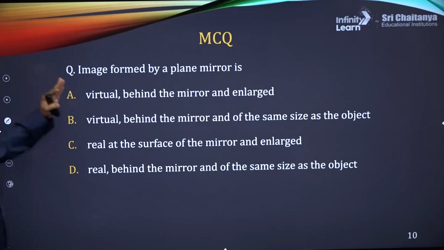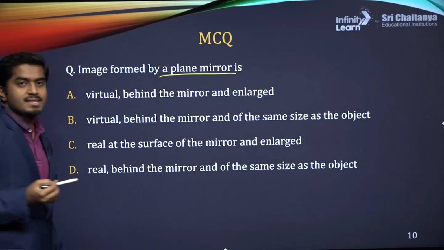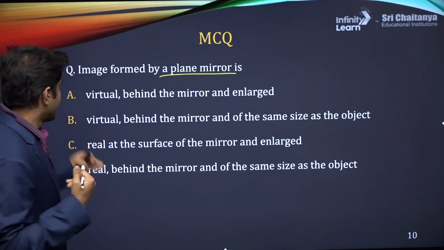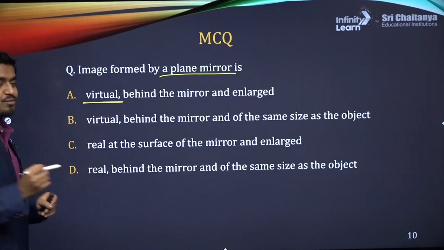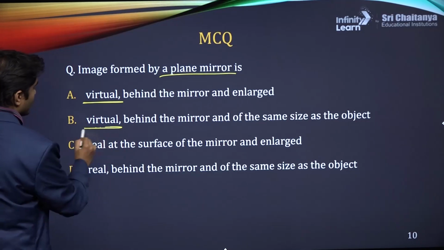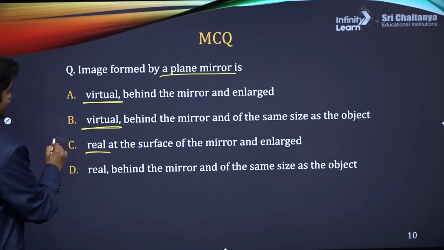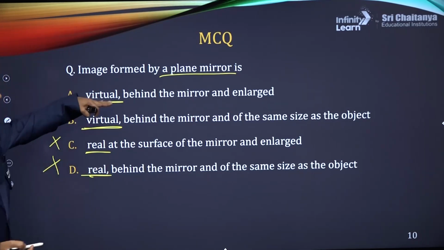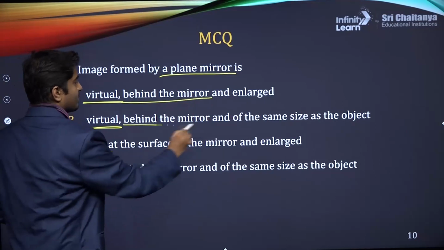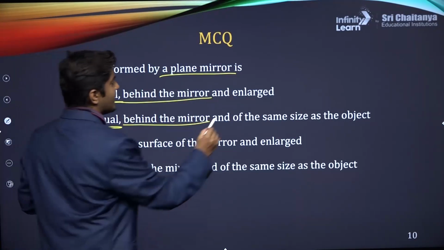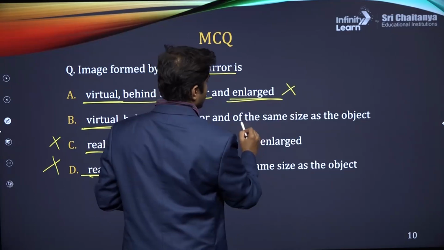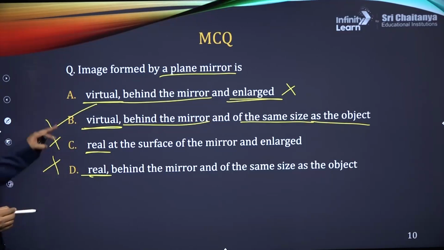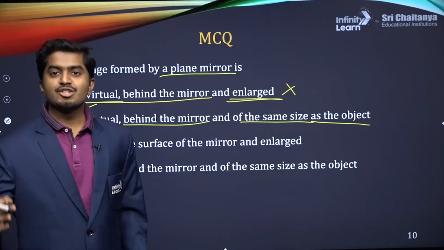First question: image formed by a plane mirror is. So what are the properties of the image formed by the plane mirror? First is virtual. Is it virtual? Yes. So this could be correct. Real? No, it is not real. So this is not correct. This is also not correct. Now in between these two, behind the mirror, that is correct. Then it is enlarged. Is it enlarged? No. Same size as the object, that is correct. So this option is the correct option. These are the properties of the image formed by the plane mirror.